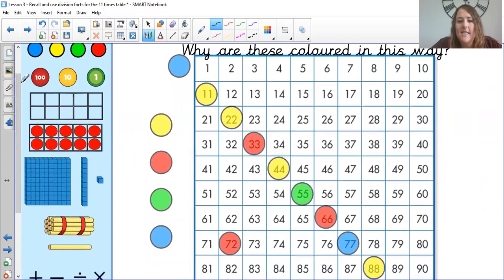Okay, so I've got my 100 square. Why are they coloured in this way? Okay, hopefully you can see that I've used my build it to build them up in this way and use the colours. So I've started off with my 1 times in my yellow here. And then if I know 1 times, then I know 2 times. If I know 2 times, then I know 4 times. And if I know 4 times, then I know 8 times. Hopefully you'll see those all in yellow.